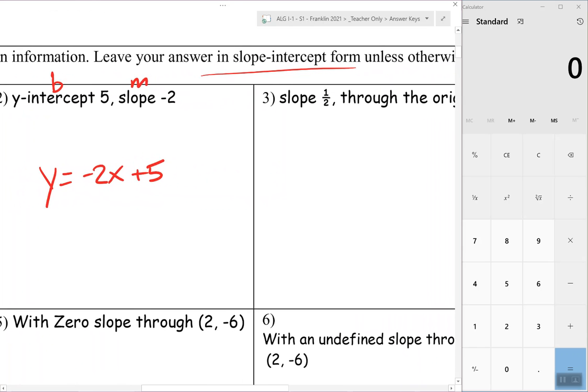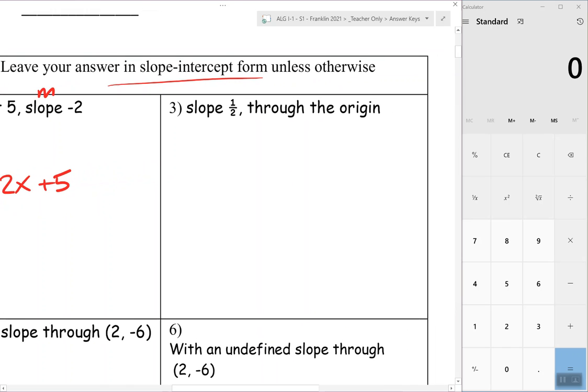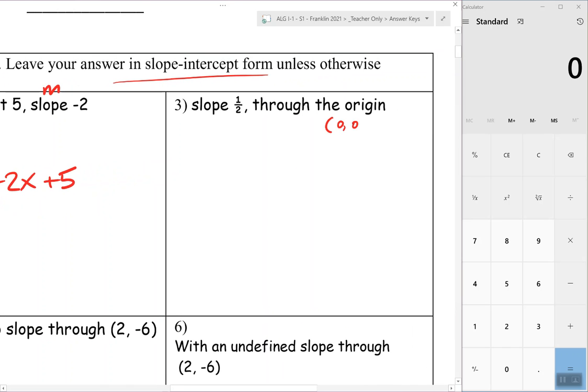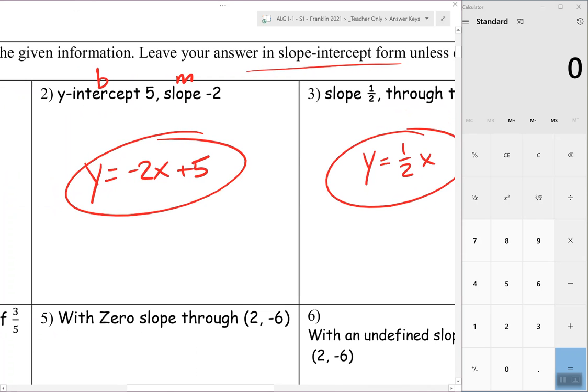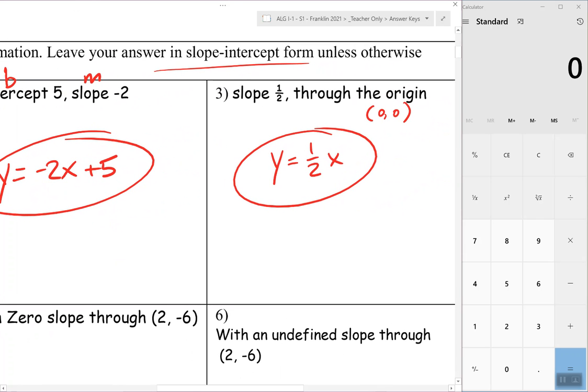Look at number 3. Now this says slope is 1/2 through the origin, which remember is 0, 0. And if the line goes through 0, 0, that means the y-intercept is also 0. So that's y equals 1/2 x plus 0, or you can just leave it at this, 1/2 x. And you can write the plus 0 if you like. It will not be counted wrong if you do that.